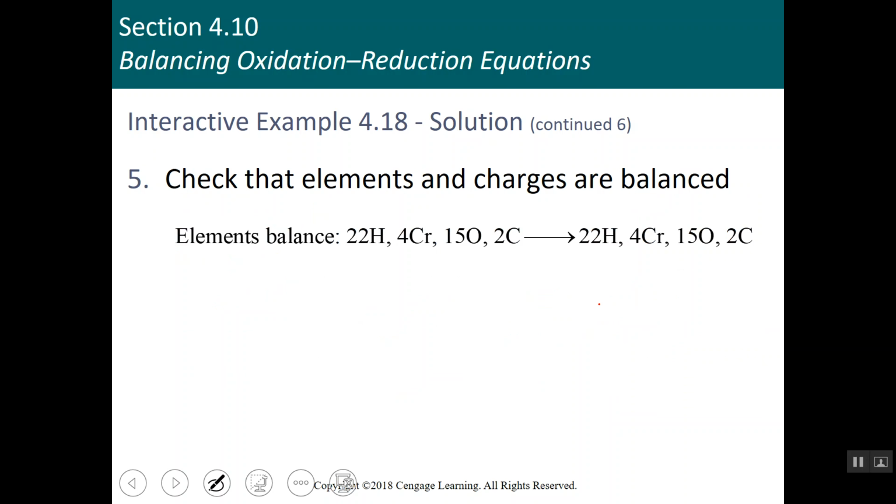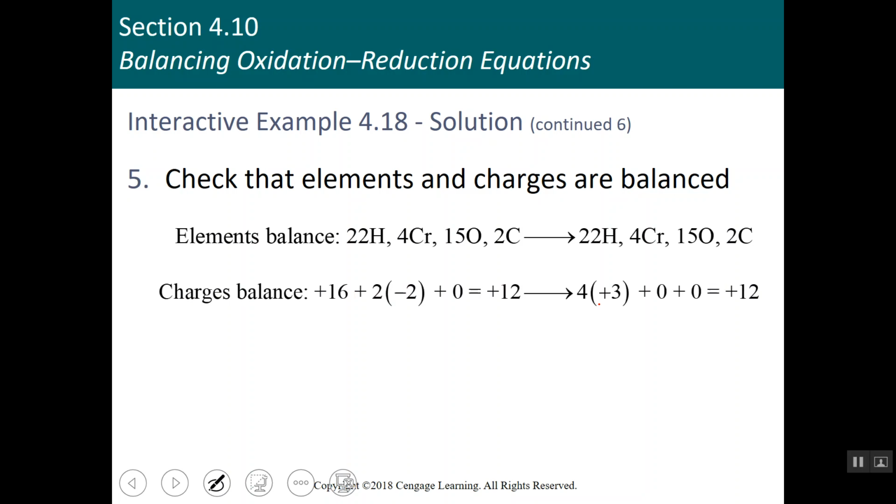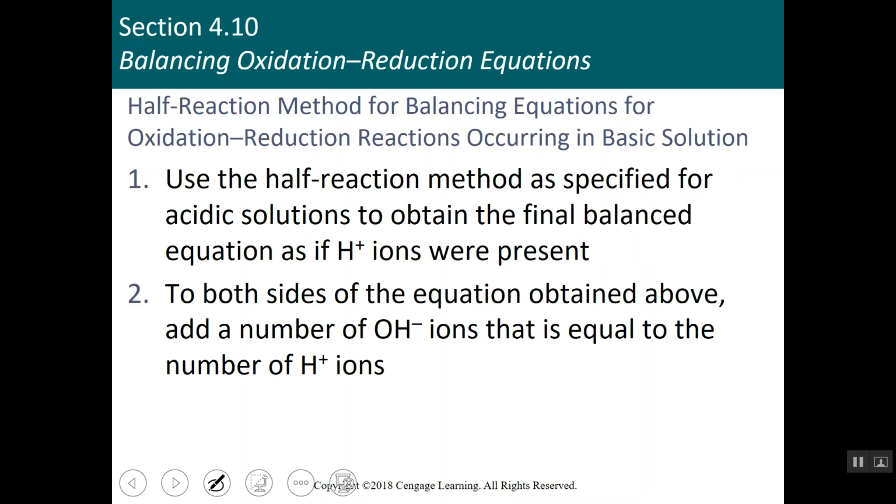So when we go back and count on the reactant side, we have 22 hydrogens, 4 chromiums, 15 oxygens, 2 carbons, and then on the product side, the same. And then when we balance it out, we have a plus 12 charge on the reactant side and a plus 12 charge on the product side.